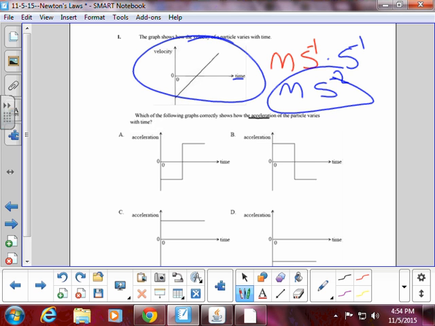And just by looking at this, we know that this is a positive slope. So it should have a positive acceleration. And the slope is always the same no matter where you look. So the acceleration should always be the same.